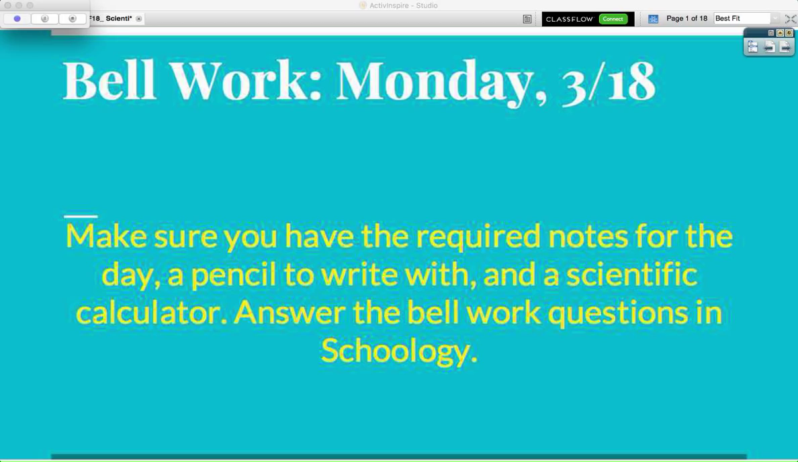Before we begin, make sure that you have the required notes for the day, a pencil to write with, and a scientific calculator. So that's typically the calculator that Math 8 uses. This skill that we're about to go through together is a skill that is found on the Math 8 math test. This is why you need to use a scientific calculator, because that's the one you'll be accessing for that particular state test.